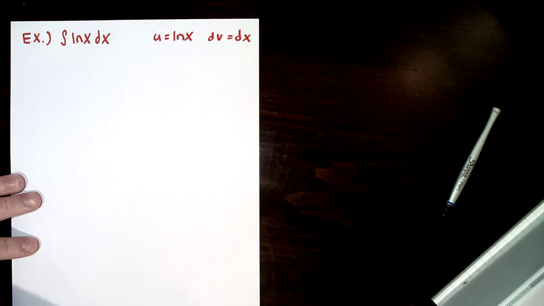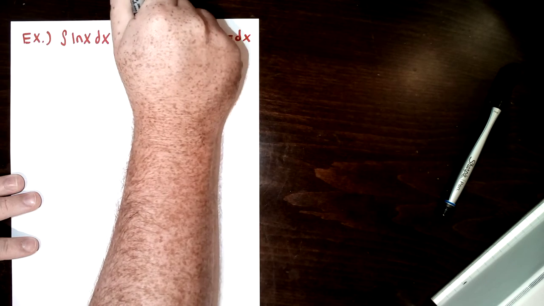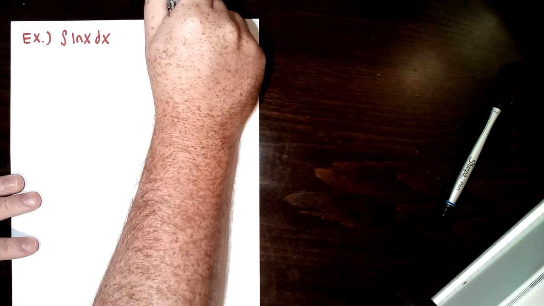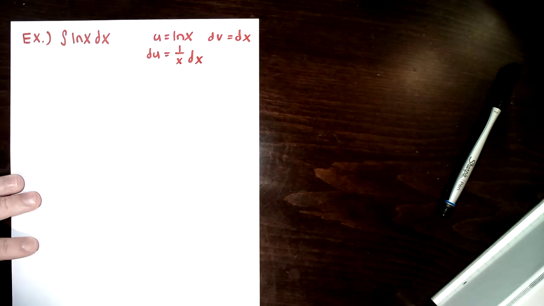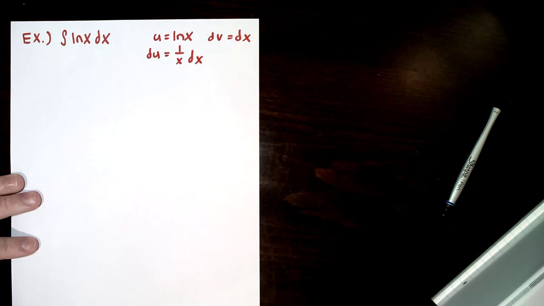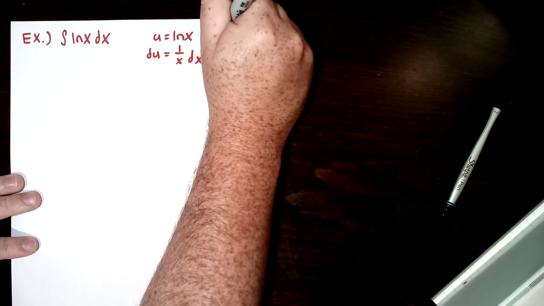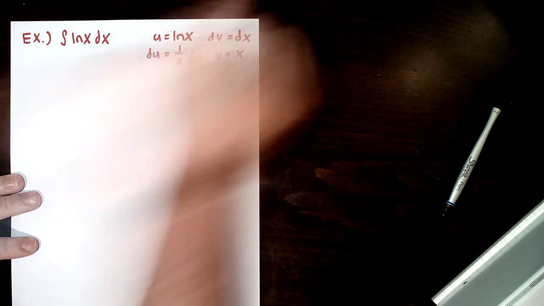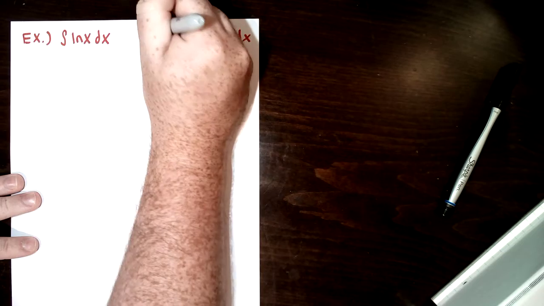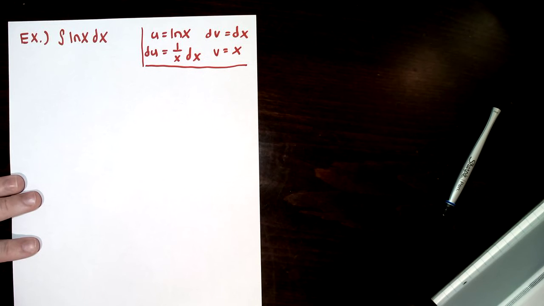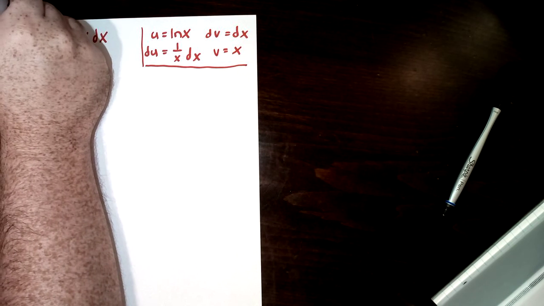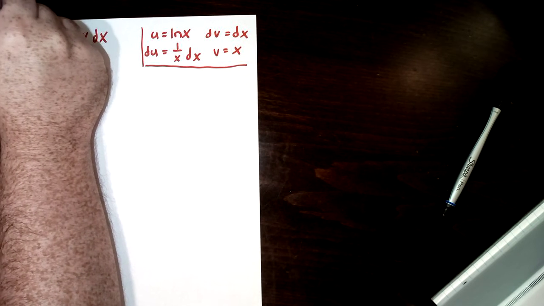Now differentiate the left side. It'll be equal to 1 over x dx. And then the derivative of what function is 1? Well, that's very easy. That's equal to x. Go ahead and set that aside. And we'll go ahead and integrate by parts.